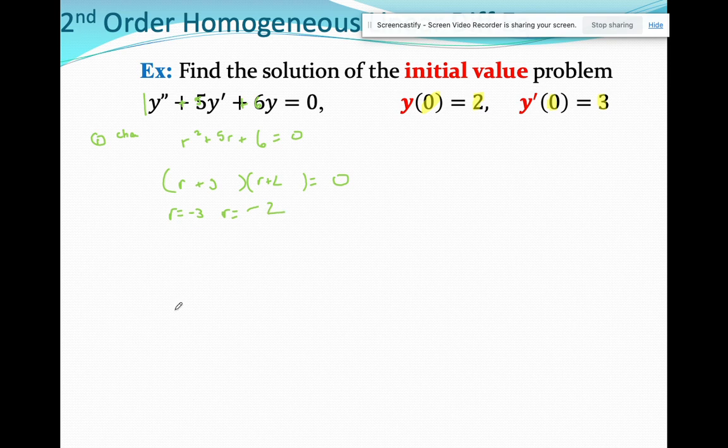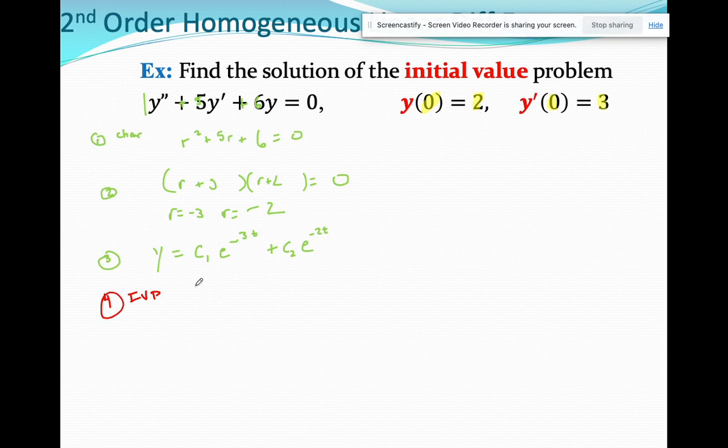So what do I have now? So what is my solution? Step 1 was the characteristic equation. Step 2 was do the algebra 1. Step 3 was write out the solution. y is equal to one coefficient e to the negative 3t and a second coefficient e to the negative 2t. But this time I have a step 4: deal with the initial value.